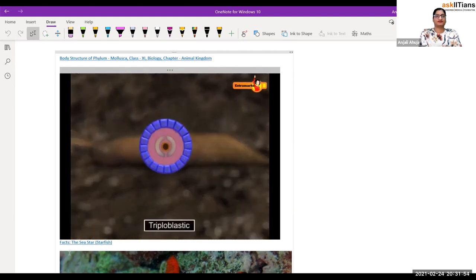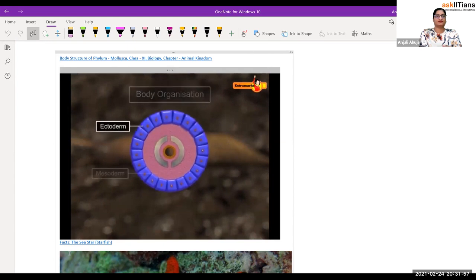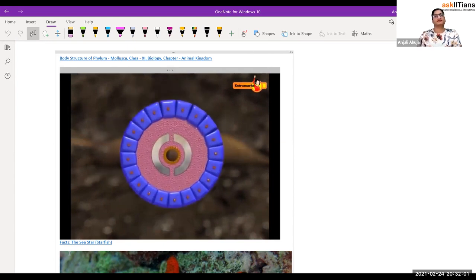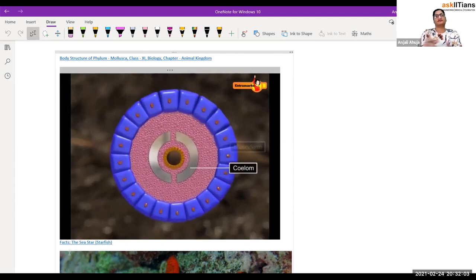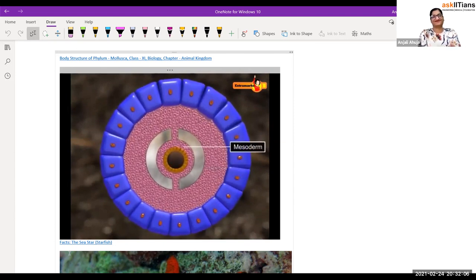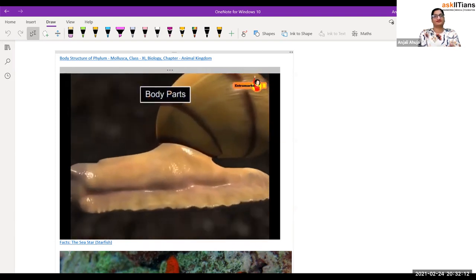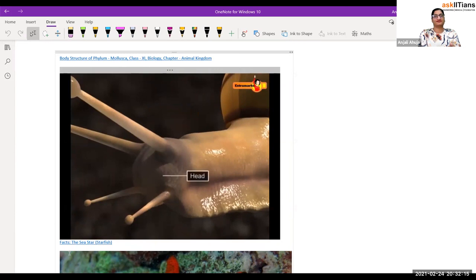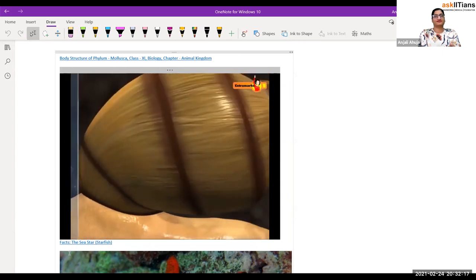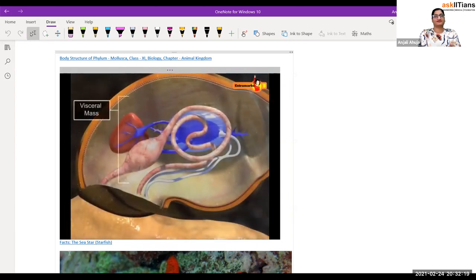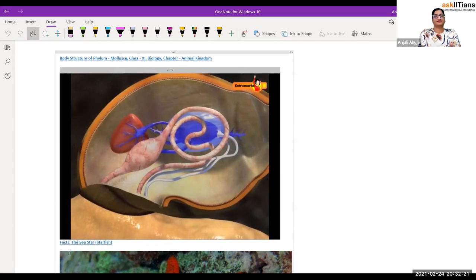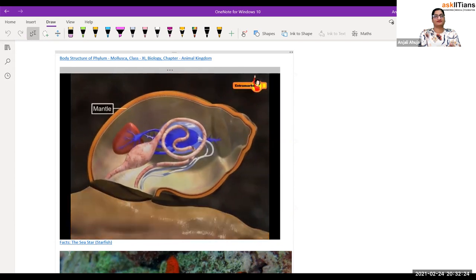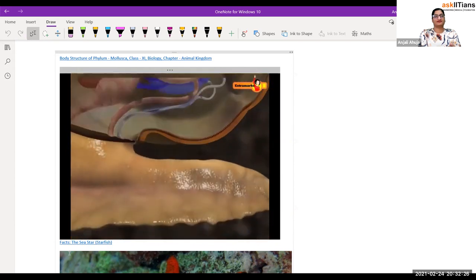They are triploblastic with ectoderm, mesoderm, and endoderm, having reduced coelom lined by mesoderm. Their body cavity is called hemocoel. Their body is divided into head, visceral mass, mantle, and foot.